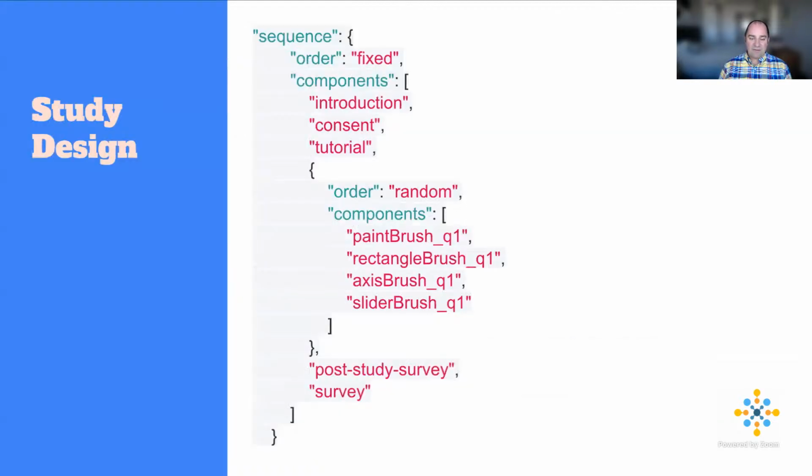And then for a sequence, this would be an example of a simple sequence definition, again using the same definition as the demo I showed you earlier. So you start with a fixed order: you have an introduction, a consent, and a tutorial. Then you have a nested block here that has random order, and it shows you in random order the different brushing conditions that we had in this particular study. And then we have a post-study survey, and then a survey about reVISit in general in this particular instance.